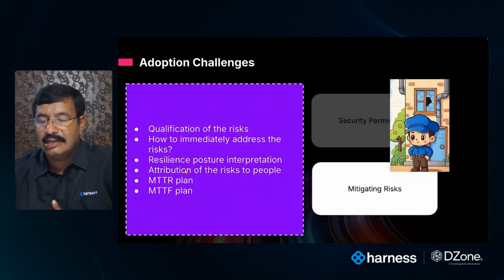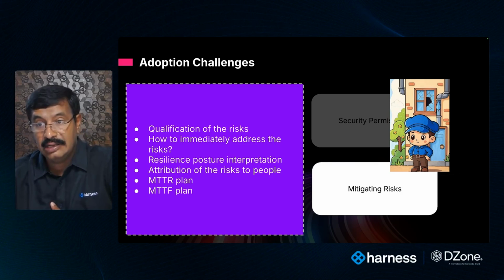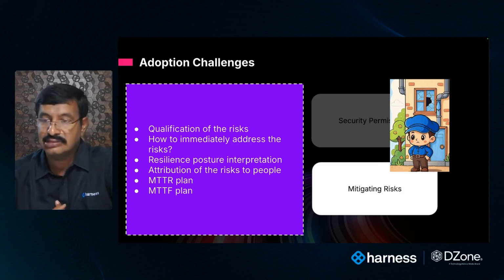And then finally, if you do govern well and then you find a lot of risks, the challenge then would be how to qualify these risks, whether they're real risks or not, and then how to address them immediately, and the overall resilience posture, the coverage, as well as the scores.